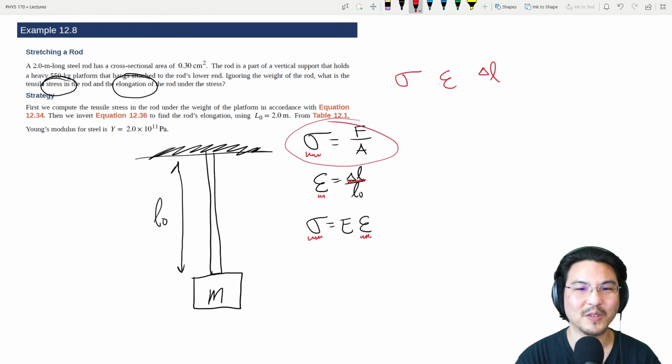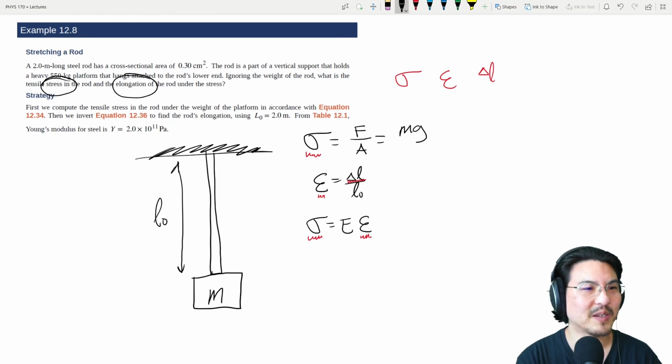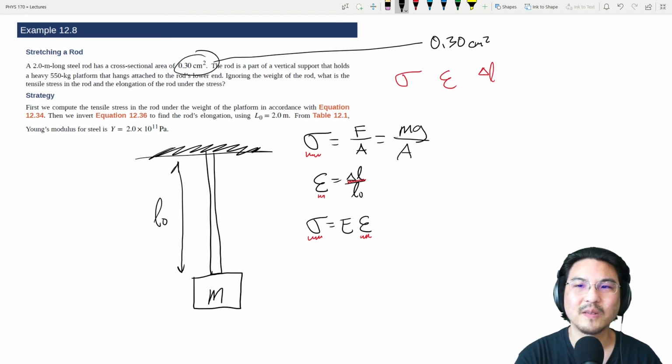Right here, solve for stress. Let me write a little more detail. That is the weight, so mg. And then we know the numbers: 550 kilograms, we know g. What is the area right here? Just be careful. It's not meant to trick you, but 0.3 centimeters squared. Be careful, because we want SI units.